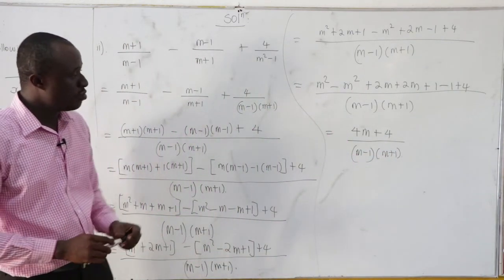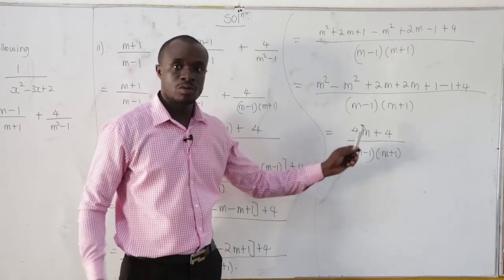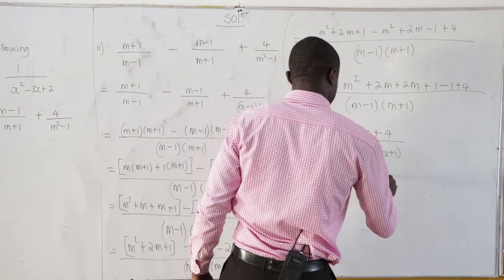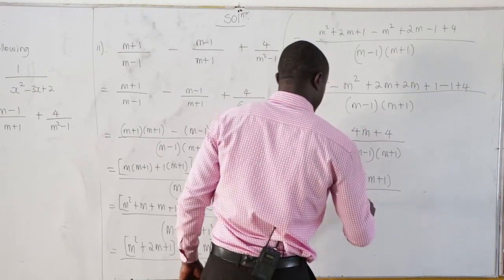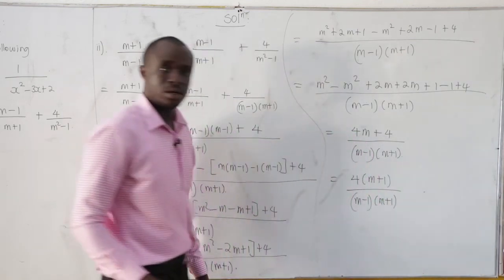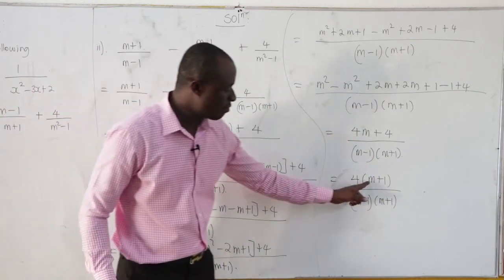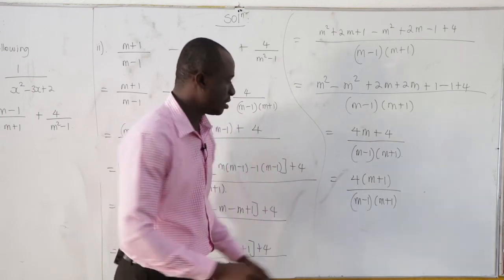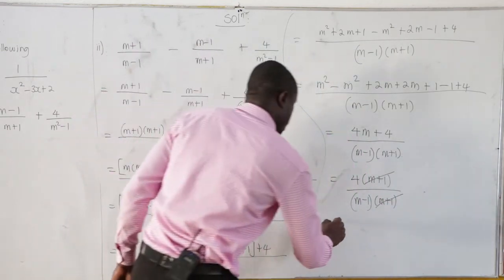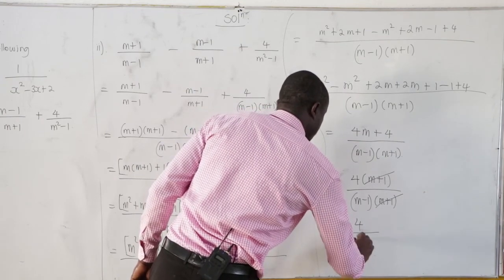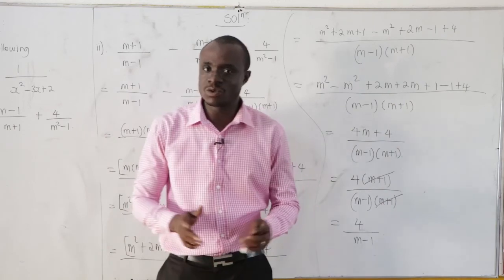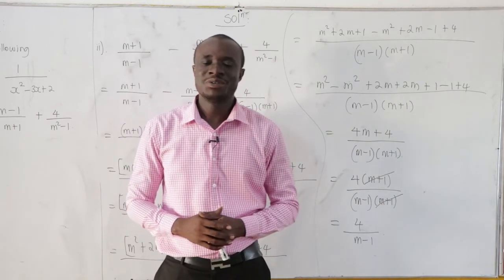Now what can we see at the numerator? Clearly 4 is common, so we can factorize 4 out. So when 4 comes out, we have m plus 1 all over m minus 1, m plus 1. Can you see some common factors? Here we have m plus 1, and this and that cancel out. And this is just 4 all over m minus 1. Very, very interesting. I believe that this will help you to prepare very well for your exams.